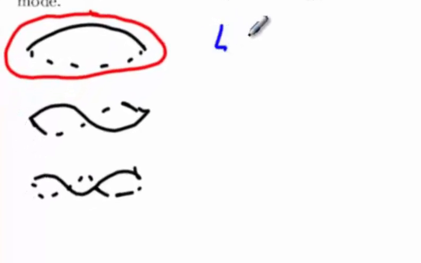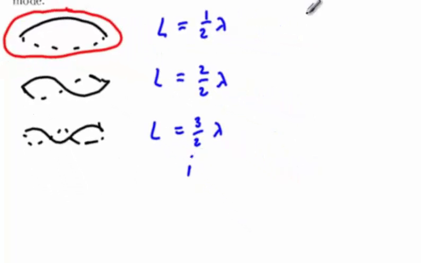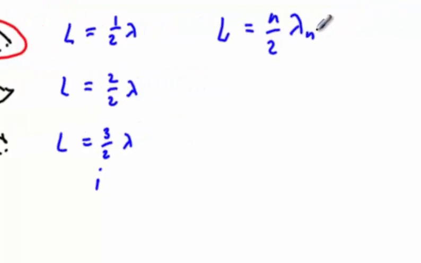In the first case, the length of the string is equal to a half wavelength. In the second case, the length of the string is 1 wavelength, which we'll write as 2/2 wavelength. In the third case, it's 3/2 wavelength, etc. What we note is that the length of the string is always equal to some number of half wavelengths, or we can specify those as lambda sub n.